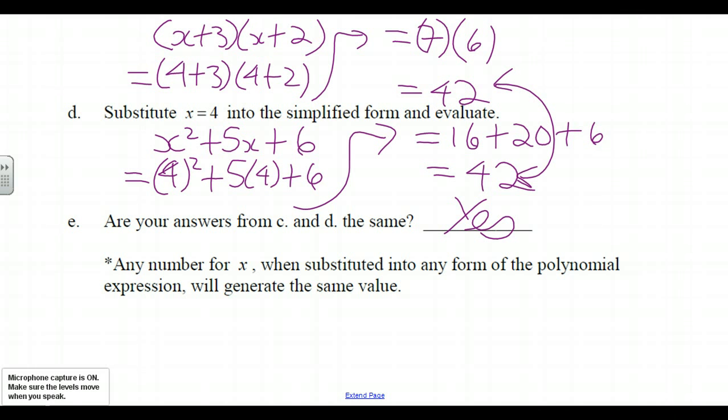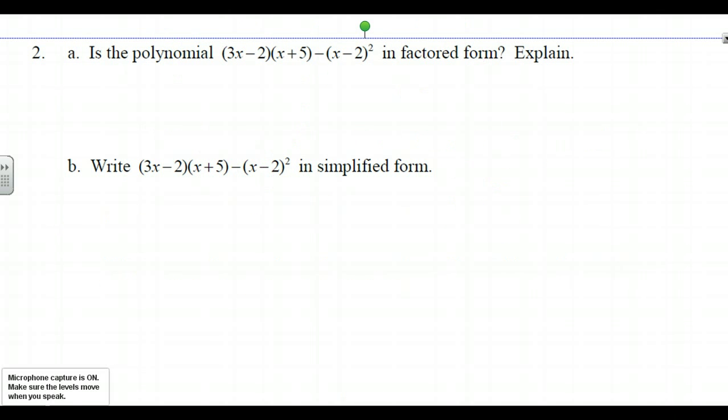Do you need a moment? I'm going to give you a moment. Is the polynomial 3x minus 2 times x plus 5 minus x minus 2 in factored form?